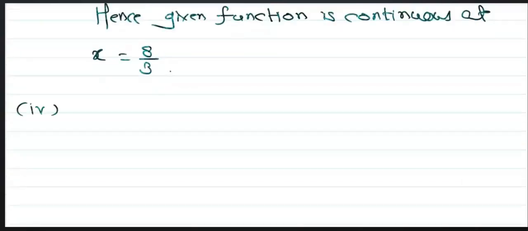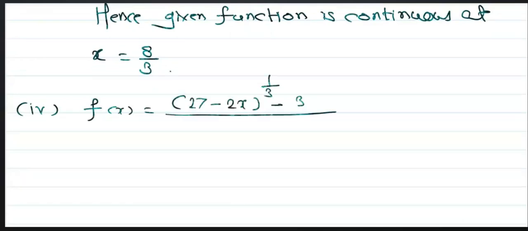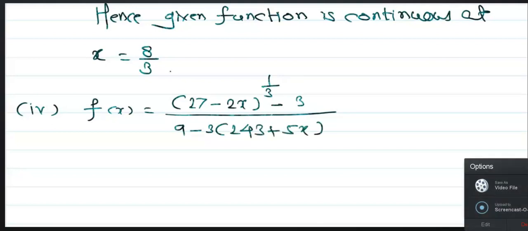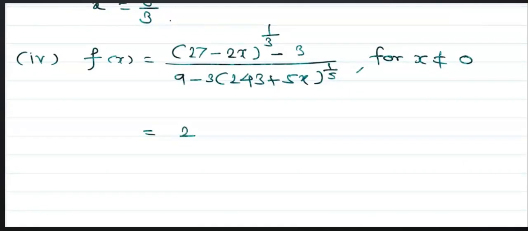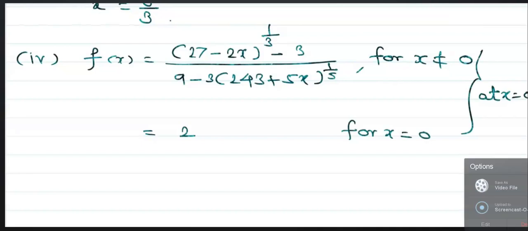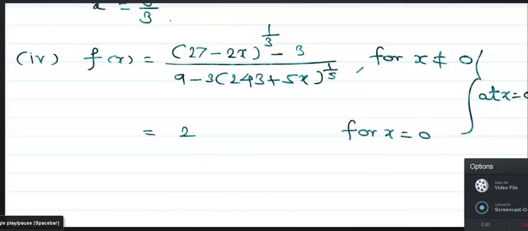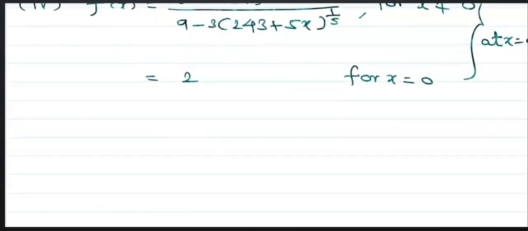Now next, fourth one: f of x is equal to (27 minus 2x)^(1/3) minus 3, upon 9 minus 3 times (243 plus 5x)^(1/5), for x not equal to 0, and equal to 2 at x equal to 0. The value of the function at x equals 0 is 2. We want to find out the limit of the function.